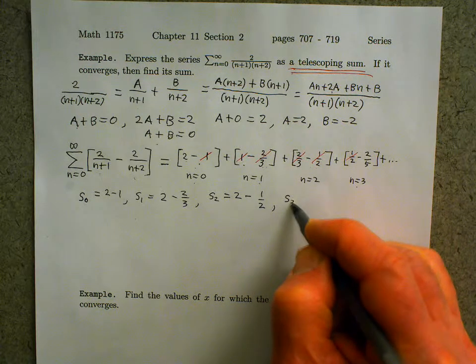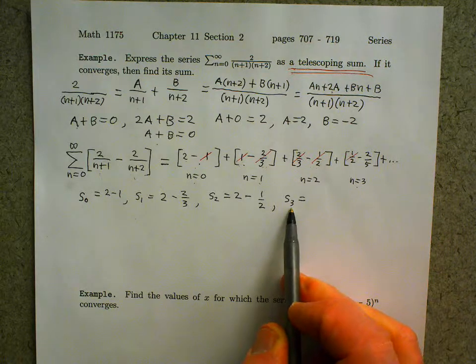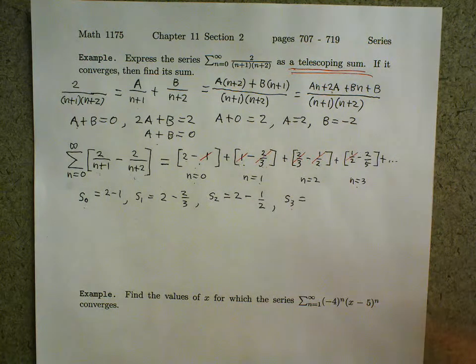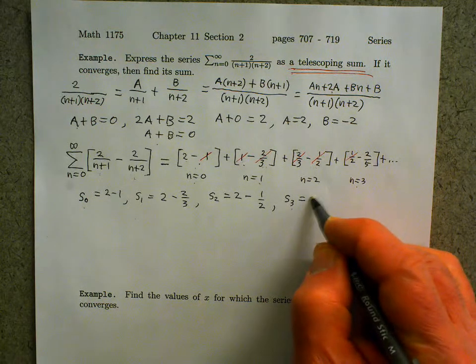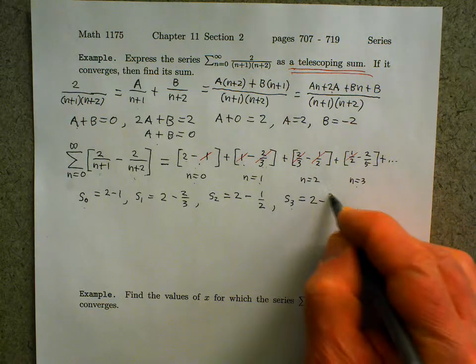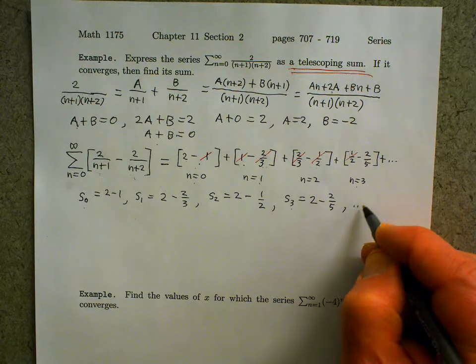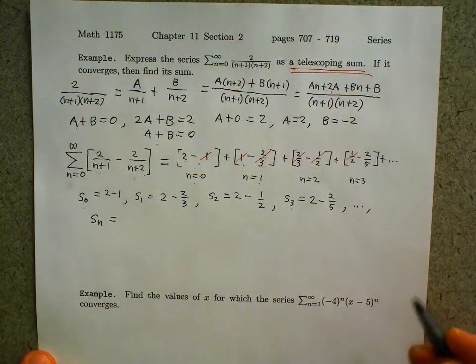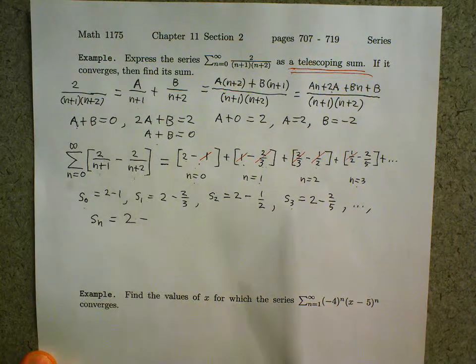And another one, the next term in the sequence of partial sums. So s sub 3, since we're starting at n equals 0, s sub 3 is the sum of the first 4 terms. So here we'll write 2 minus 2/5. And so on. And s sub n is just going to be 2 minus 2 over n plus 2.